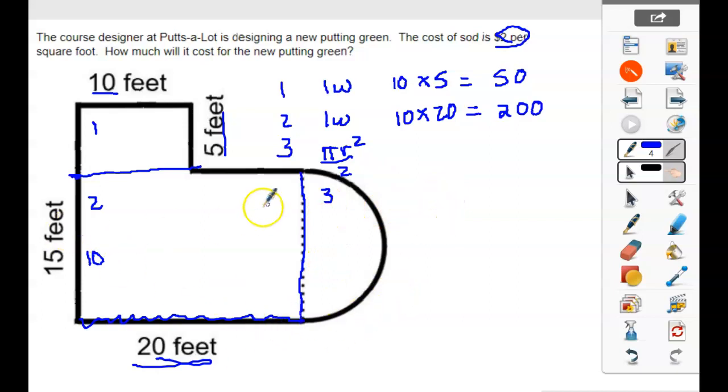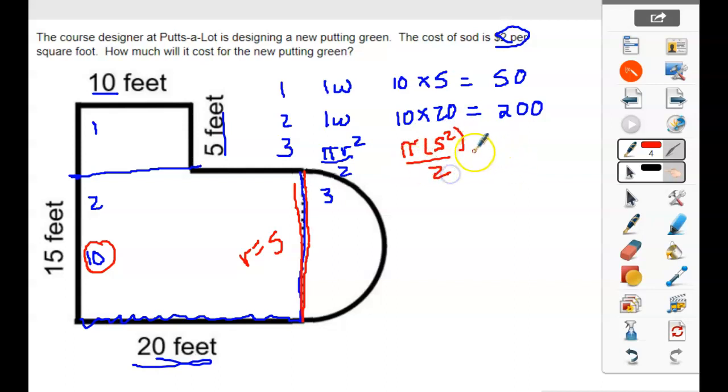So I know that the diameter of this is 10 because this other side I found was 10. Okay. I need the radius, not the diameter. So I'm going to cut that in half. So my radius is going to be equal to 5. So when I write that out, I'm going to have pi times 5 squared divided by 2.